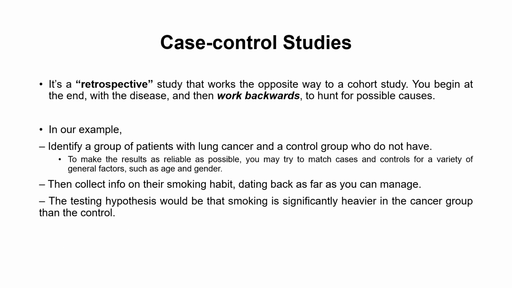The case control study, the third type of observational study, is a retrospective study that works the opposite way to a cohort study. You begin at the end with the disease and then you work backward to look for any possible causes. For example, you identify a group of patients with lung cancer and a control group who don't have it. After matching each case and control for a variety of general factors, you then collect information on their smoking habits, dating back as far as you can manage. The hypothesis tested would be that smoking is significantly heavier in the cancer group than in the control group.